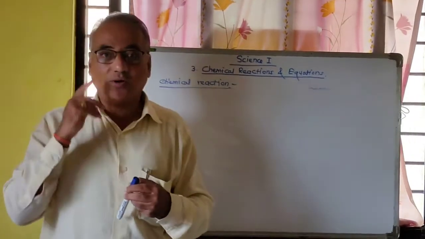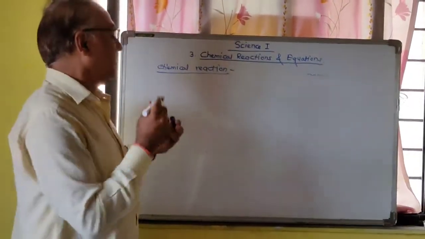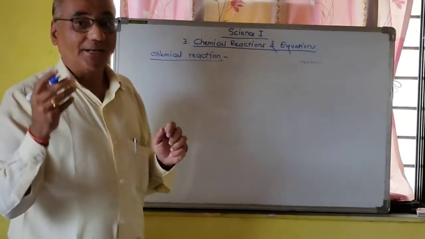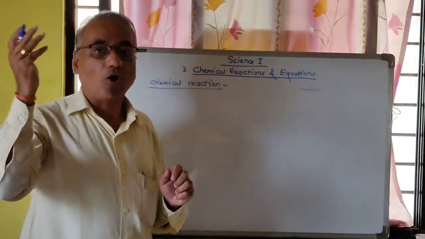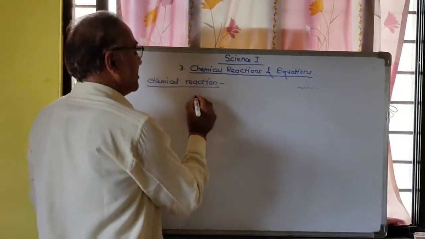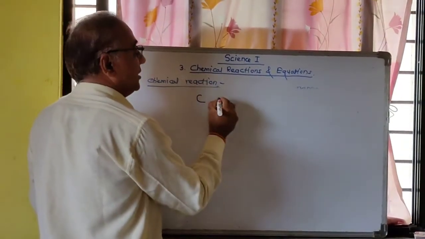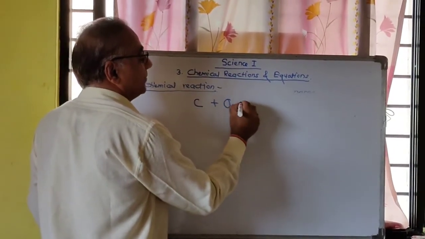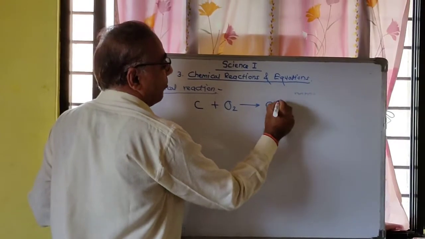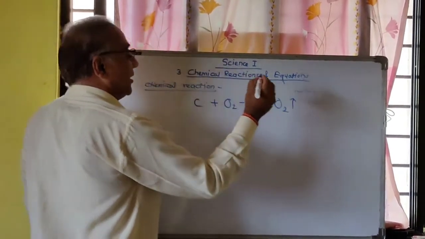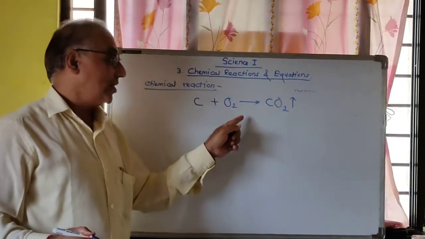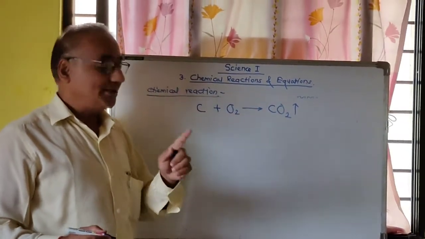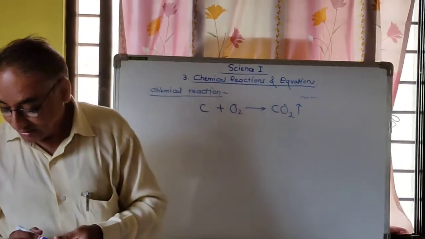Now let us try to understand one chemical reaction. Suppose that when coal is burnt in air, there is formation of carbon dioxide. Coal is represented by the symbol C. In air, the factor we consider is oxygen, and we find that there is formation of carbon dioxide gas. This is called a chemical reaction in word form. Now let us see what is meant by chemical equation.